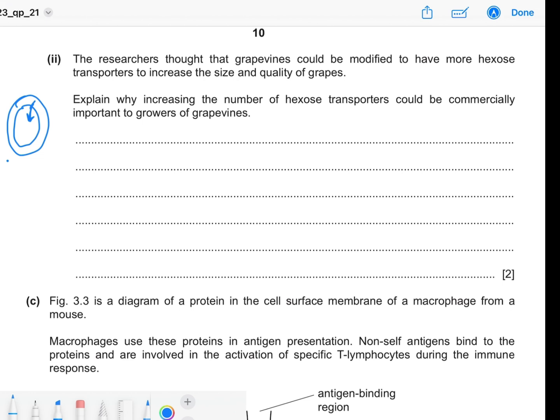Explain why increasing the number of hexose transporters could be commercially important to growers of grapevines. Well, this means the fruit will turn sweeter, and this will benefit the grower as the grapes will increase their profit. Obviously, consumers will want to purchase a product that seems to provide more value for their money.